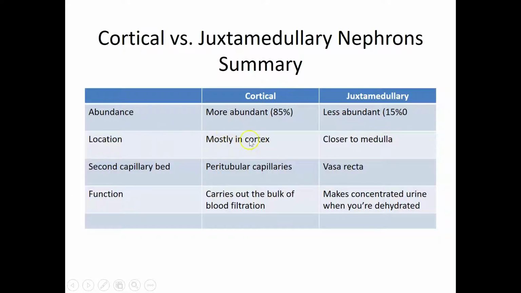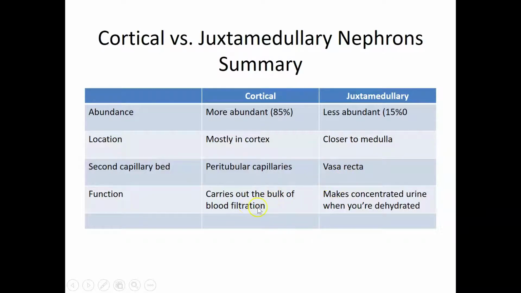Cortical nephrons are mostly in the cortex, whereas juxtamedullary nephrons are closer to the medulla. The second capillary bed in cortical nephrons is the peritubular capillaries surrounding the PCT and the DCT. In the juxtamedullary nephron, it's the vasa recta surrounding the loop of Henle.